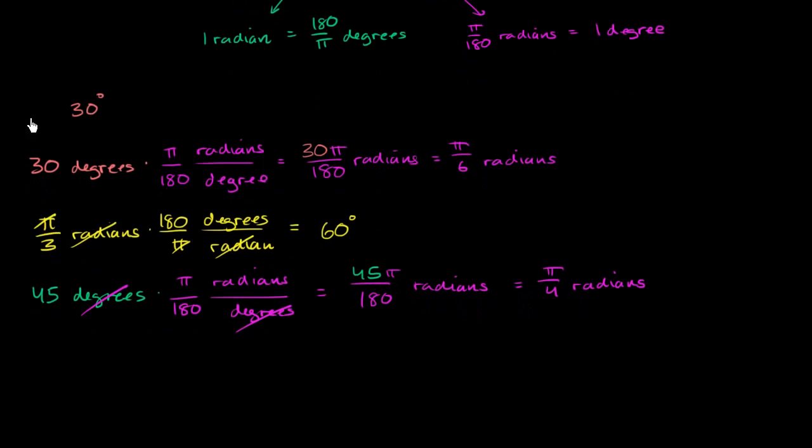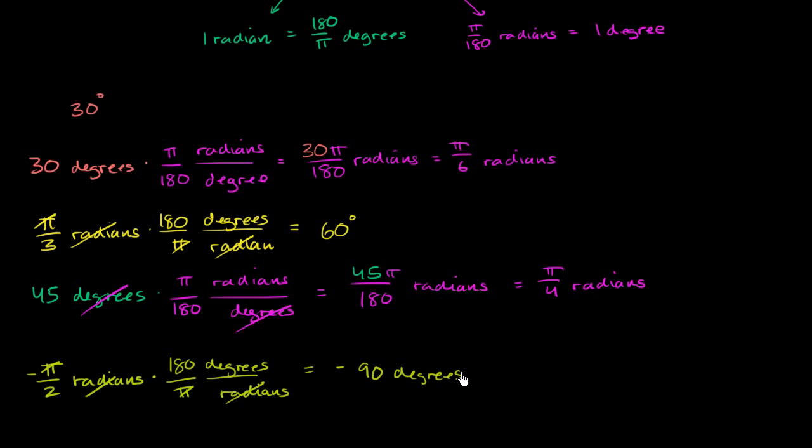Let's do one more over here. So let's say that we had negative pi over 2 radians. What's that going to be in degrees? Well, once again, we have to figure out how many degrees are in each of these radians. We know that there are 180 degrees for every pi radians. So the radians cancel out, the pi's cancel out. And so you have negative 180 over 2. This is negative 90 degrees. Or we could write it as negative 90 degrees.